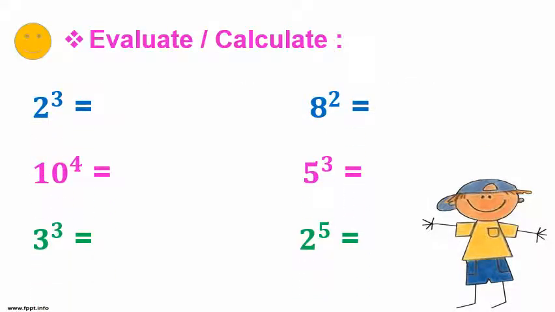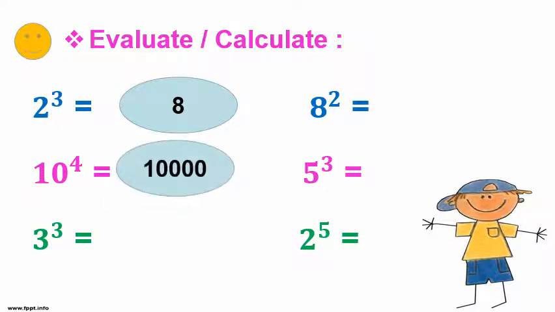Okay, let's make sure you understand the ideas. We want to evaluate. Evaluate means I have to find the value or calculate these numbers. 2 cubed is 2 times 2 times 2, which is equal to 8. 10 to the power 4, pay attention, you can write it 10 times 10 times 10 times 10, or directly I can write 1 and 4 zeros.